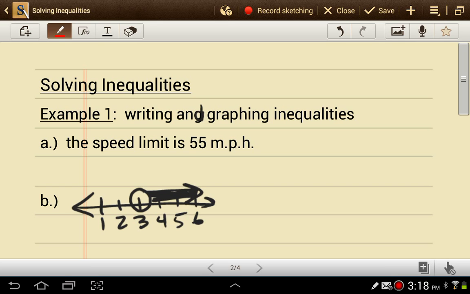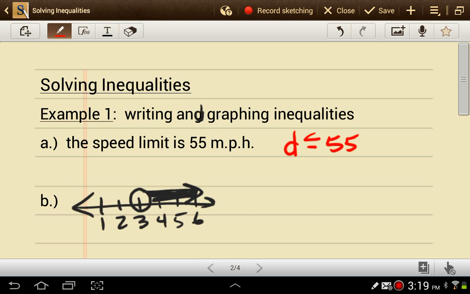So in the first example A, I have a speed limit is 55 miles per hour. Well, what does that mean? Speed limit means I cannot drive faster than 55. So the speed that I drive, and I'm going to use D, has to be less than or equal to 55. So that's how I'm going to write my inequality there. D is less than or equal to 55. Now you can use any variable you want because one was not told to you to use. But that's the variable I decided to use. So I can drive less than or equal to 55. That's my speed limit.